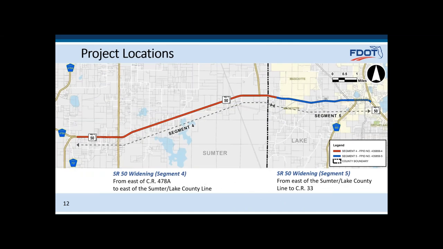As stated earlier, we are presenting information regarding two segments of State Road 50. The first segment will be referred to as Segment 4, which is from east of County Road 478A in Sumter County to east of the Sumter Lake County line. The second segment, referred to as Segment 5, is from east of the Sumter Lake County line to County Road 33 in Lake County.